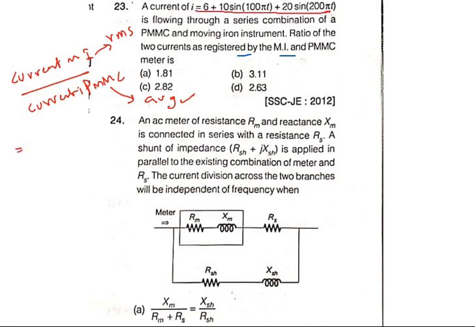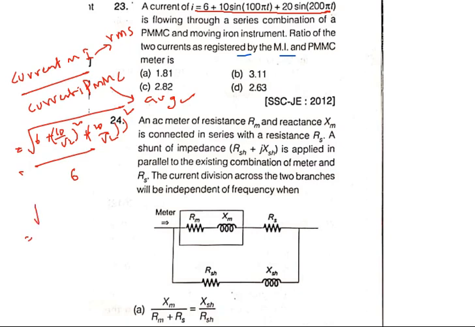Calculate this: square root of 6 squared plus (10 by root 2) whole squared plus (20 by root 2) whole squared, over the current in PMMC. PMMC measures the average value. For this equation, what is the average value? Just 6 amps only. Average is nothing but the DC value, and here the DC value is 6 only. So we got 6 here.